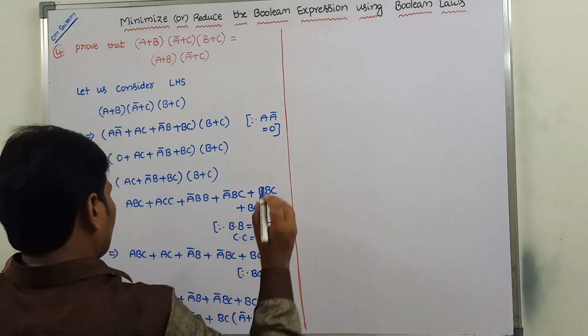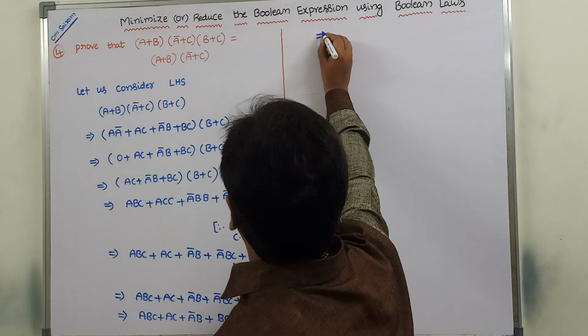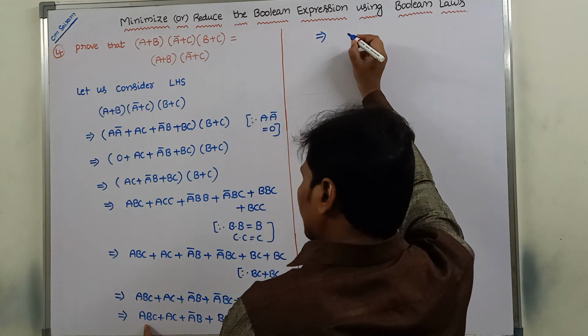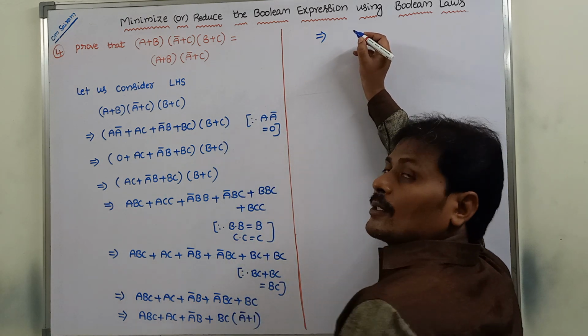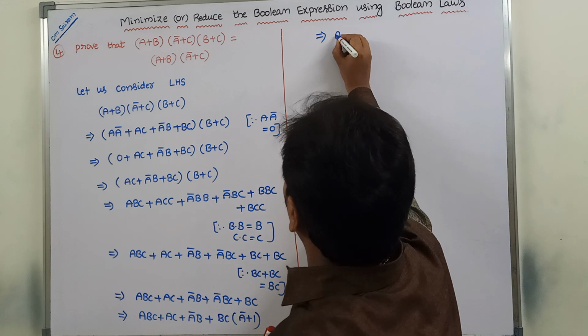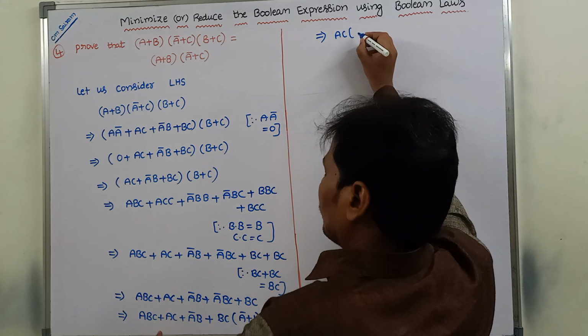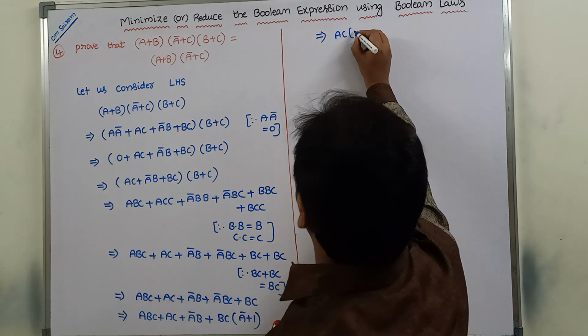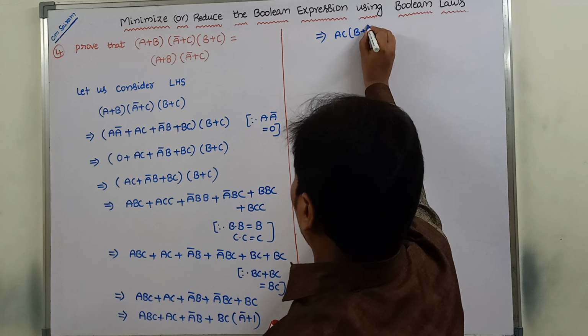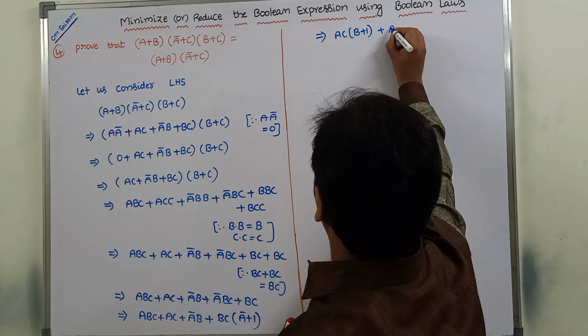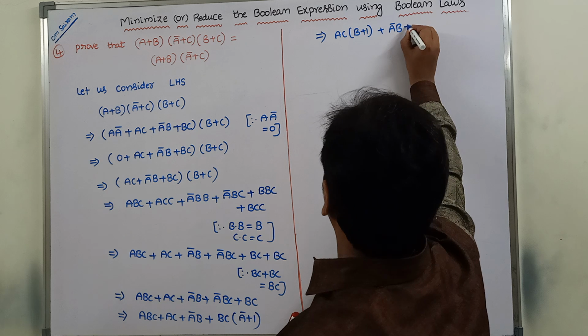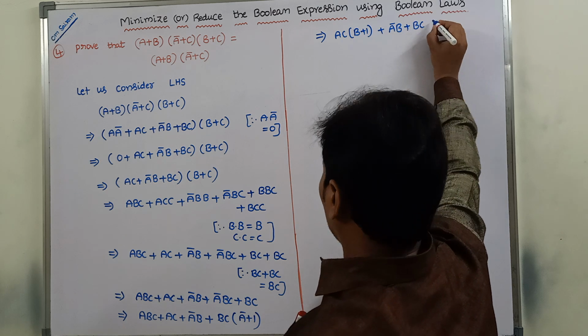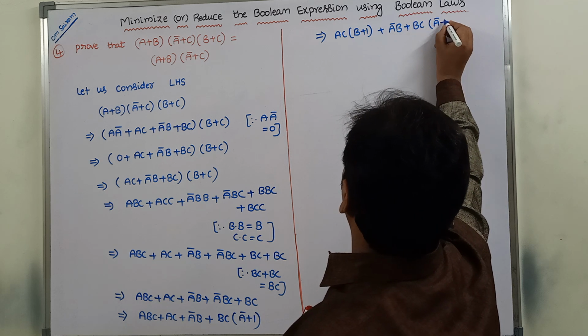Okay. Next one is, from these two terms, AC is common. So that we are separating AC from these two terms. After separating AC, we are getting B plus 1. B plus 1 plus A bar B plus BC into A bar plus 1.